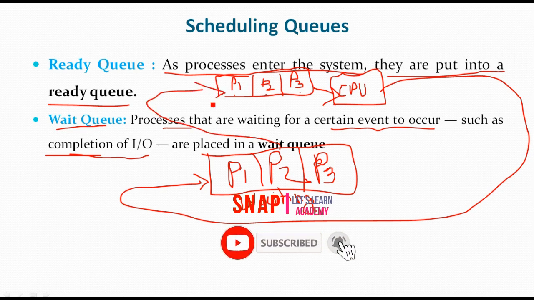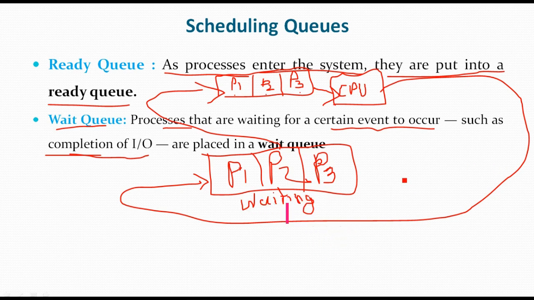They came from the CPU, from the ready state to the waiting state, because they want to perform some IO operation. So any process that is waiting for certain events to occur is called the waiting queue, or wait queue. We have already discussed in the process state that if the process is waiting for some event to occur, like an IO operation, it will be put into the waiting state.